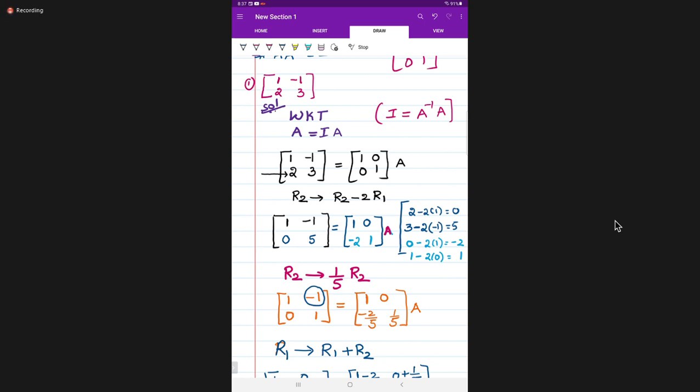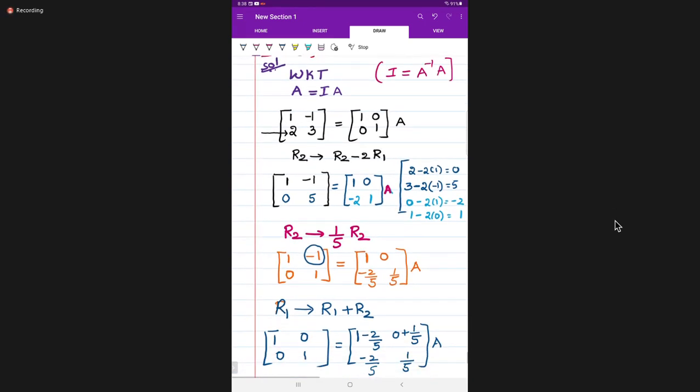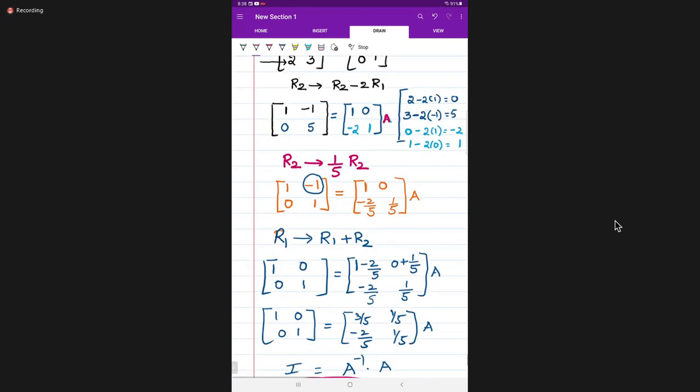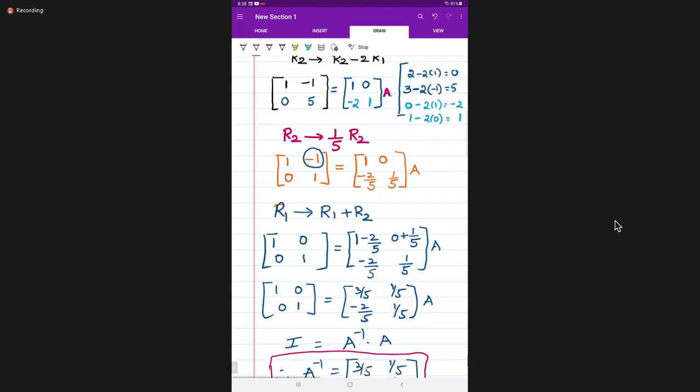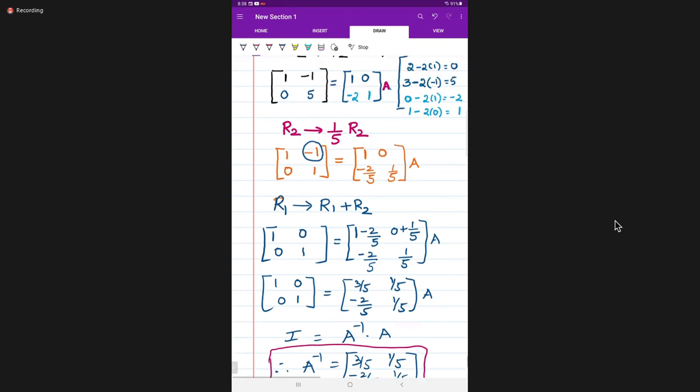Show the last line. Complete fast. Wait, ma'am. Write slowly. This is important, it's 3 marks. Ma'am, can you show that R2 gives 1 by 5 R? Yeah.